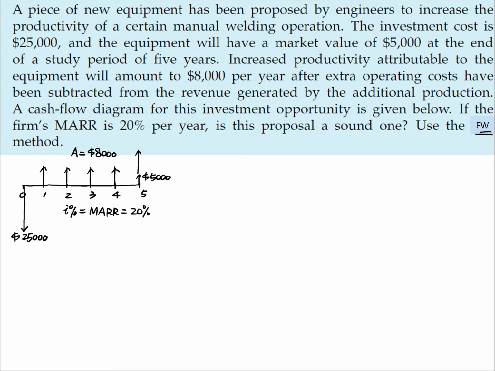It asks you to use the FW method, future worth method. So you're gonna convert everything toward the future. Okay, so the question is, what is the future worth? And actually, the future worth is you convert everything to the end of the 5th year. Okay, you can write it as F5. That's exactly what you want. Okay. So what is that?